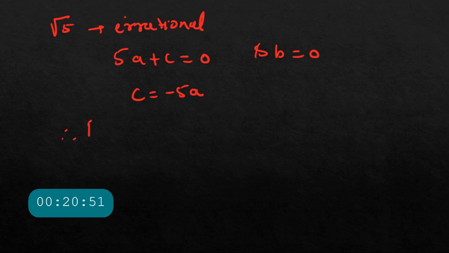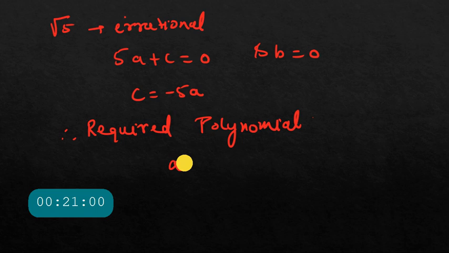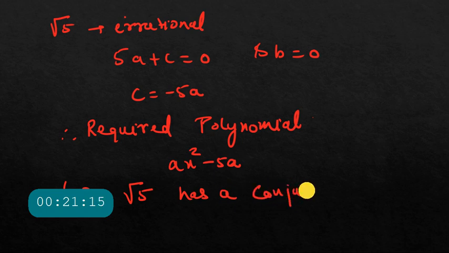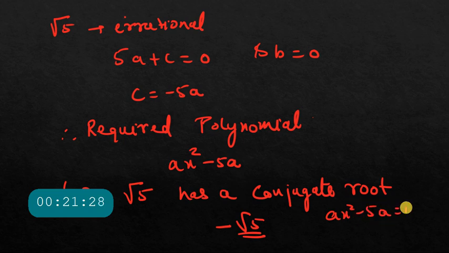So my required polynomial now becomes ax square minus 5a, right? So I can also say now that root 5 has a conjugate root minus root 5 from here, right? Because if I equate it to 0, then x square comes out to be 5. That implies x is equal to plus minus root of 5.